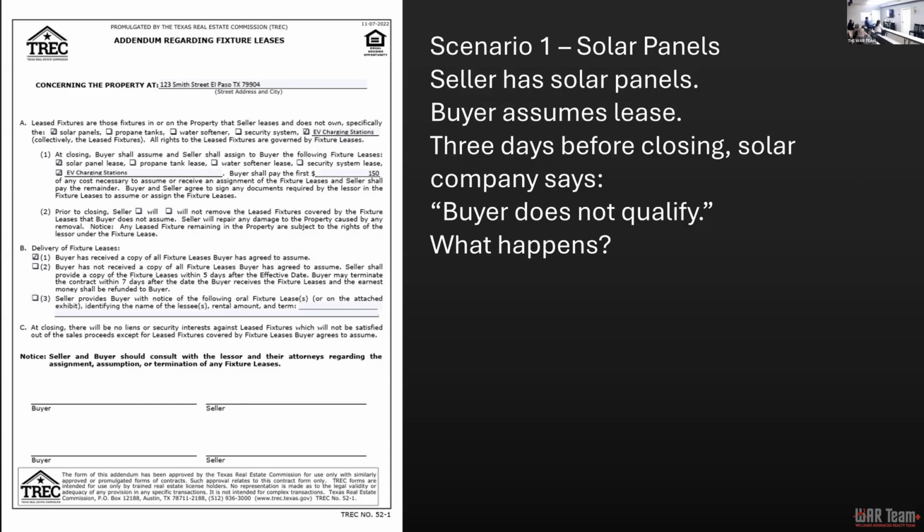Scenario number 1, solar panels. Buyer assumes the lease 3 days before closing. The solar panel company says the buyer does not qualify. You're 3 days from closing, and the solar panel company says the buyer does not qualify for the assumption. Don't answer, George. What happens, y'all? That's a real question.